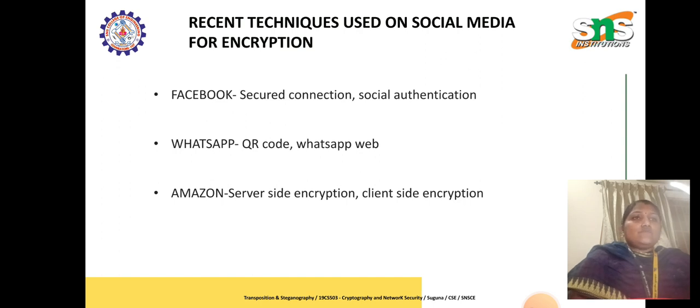Next is WhatsApp. WhatsApp is using some QR code for protecting their information. And in WhatsApp Web also we have some security and authentication mechanism for blocking unauthorized users. And in Amazon we have server side encryption and client side encryption.